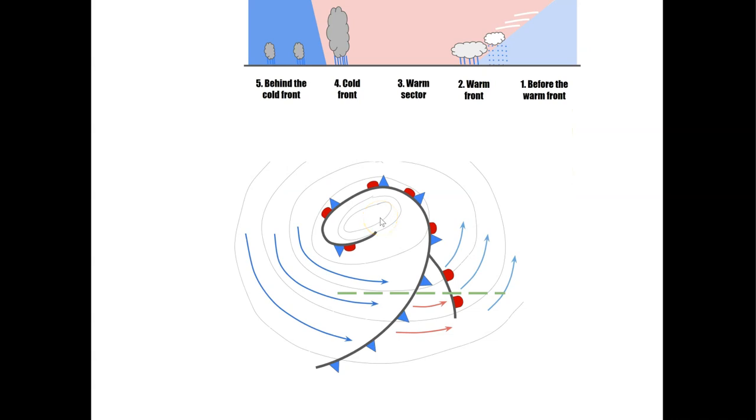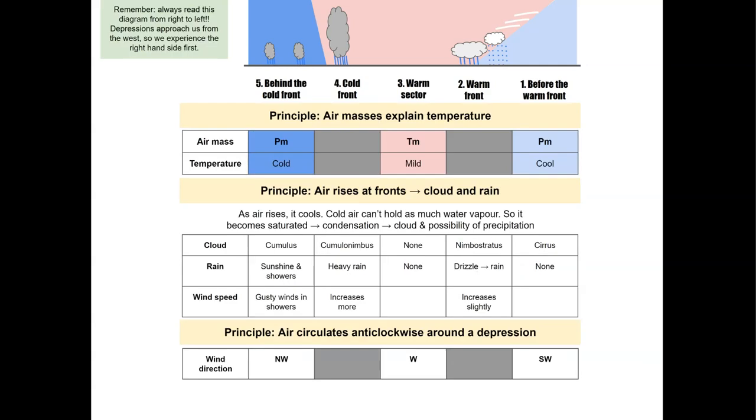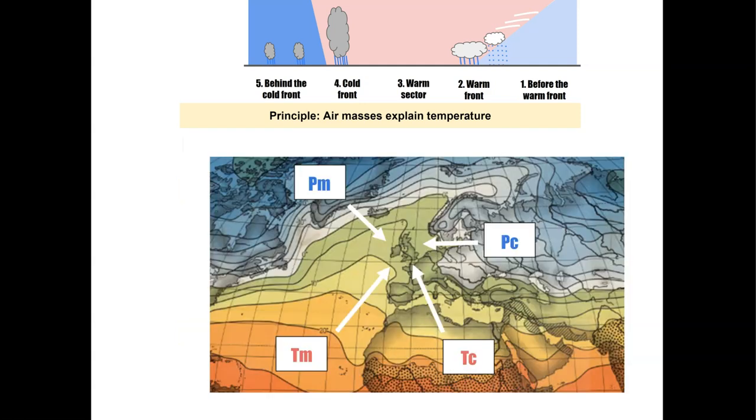So here we'll take a wee look again at the cross-section through the depression. There we are, before the warm front, the warm sector, the cold front, and behind the cold front. And this is the scary table that you're going to have to learn, but please don't panic just yet. The principles in yellow there are going to really help you with this.